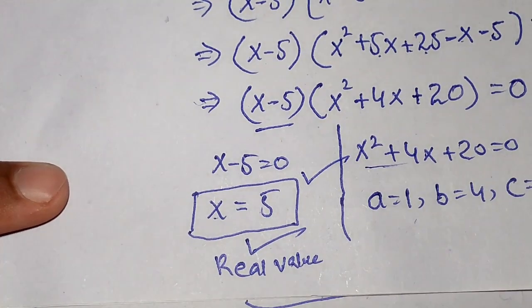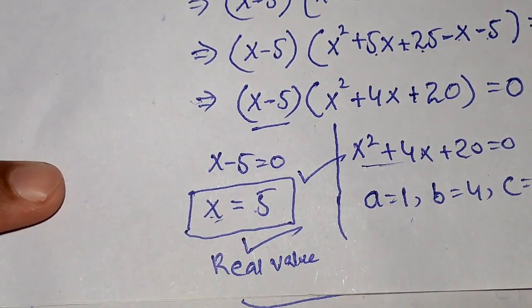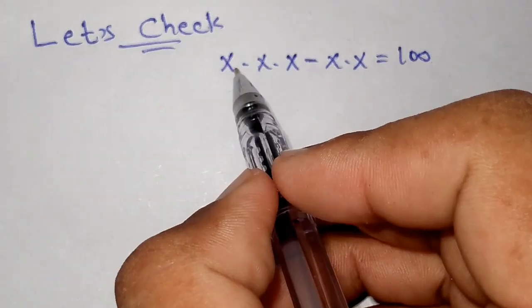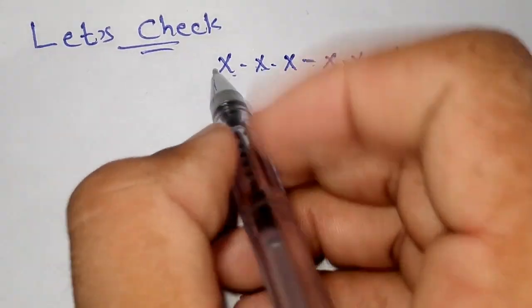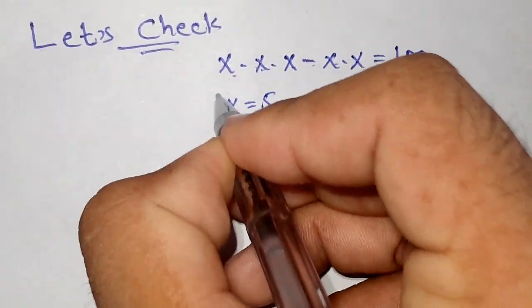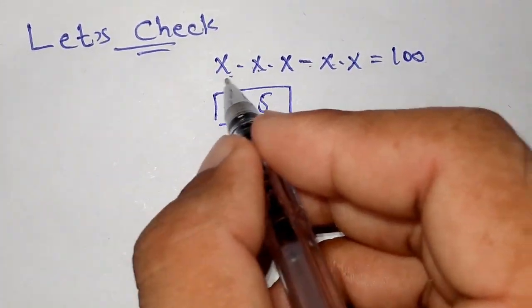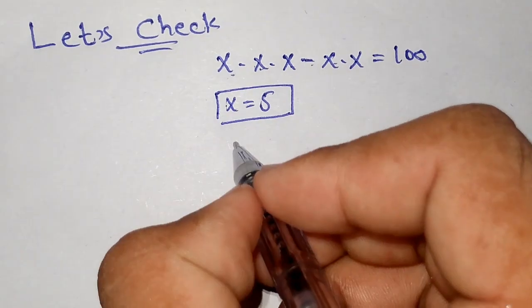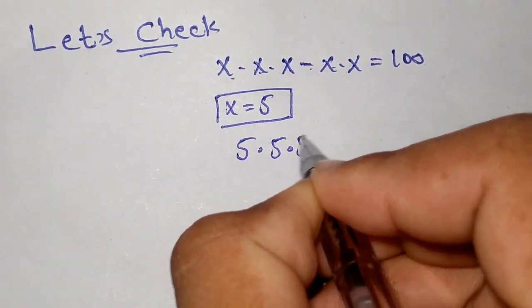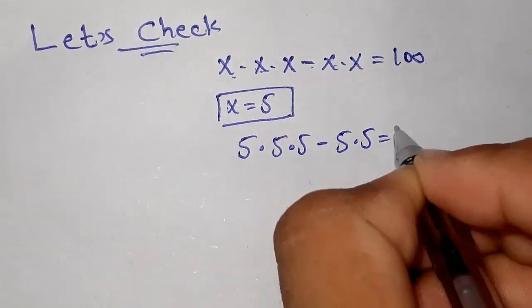Now we have to check our answer, whether x is equal to 5 is correct or not. The question is x times x times x minus x times x is equal to 100, and we know that here x is equal to 5. This is the first real value. So we have to prove it for this value, x is equal to 5. Substituting x by 5, this will become 5 times 5 times 5 minus 5 times 5, which is equal to 100.